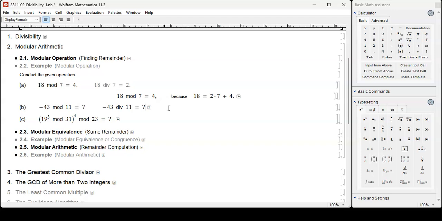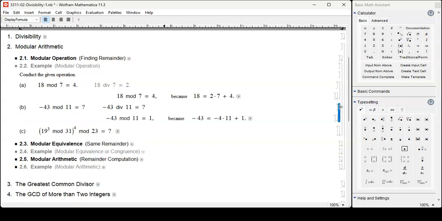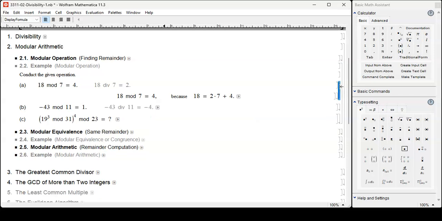How about this one? Time's up. Negative 43 is negative 44 plus 1. Remember, we are dividing by a positive divisor, so the remainder must be non-negative. So that's 1. And this is negative 4. Again, div operation is a little bit less important, so let's de-emphasize those in gray.